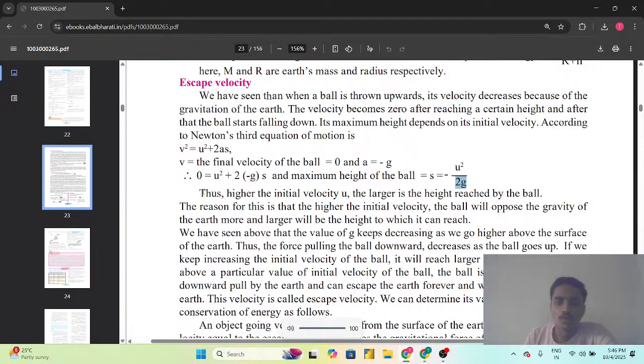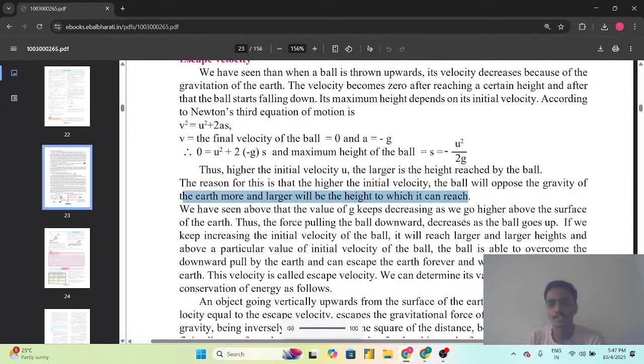So this statement says that as we increase the initial velocity of an object, the height reached by that object will also increase, as we can see here in the formula that s is directly proportional to u square. That means if the initial velocity increases, then the height will also increase. The reason for this is that the higher the initial velocity, the more the ball opposes the gravity of the earth, and the larger will be the height to which it can reach.